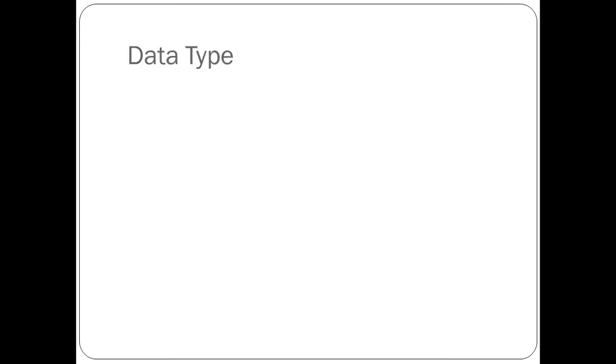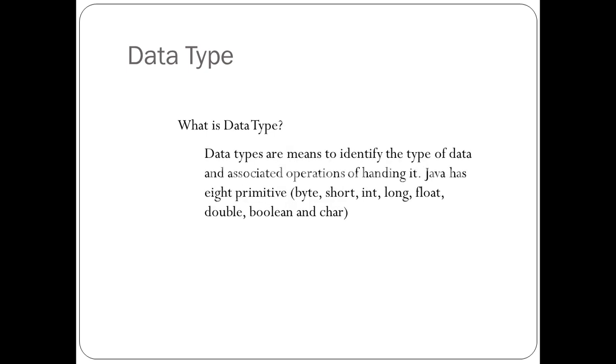The big question in mind: what is a data type? Data type means you have to define the type of the data which is going to be stored in a variable. That means you have to define a variable with its type. That type may be short, int, long, float, etc.